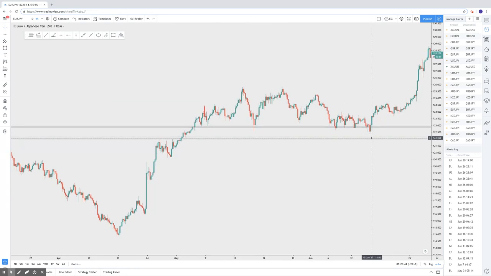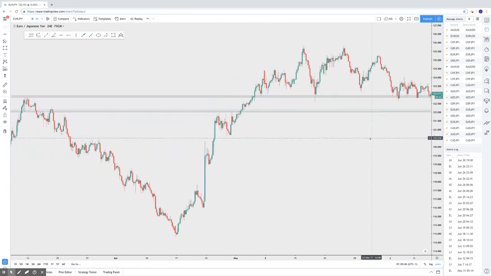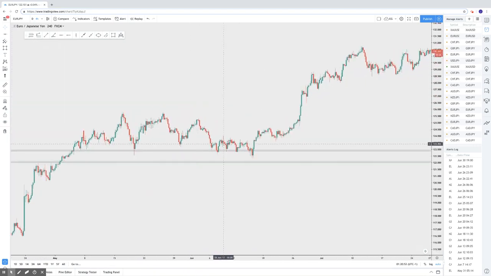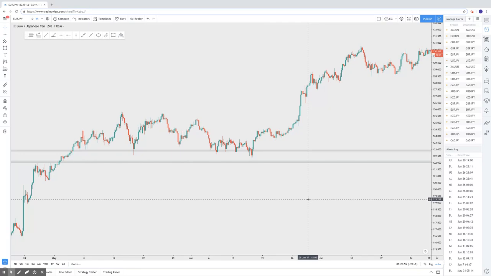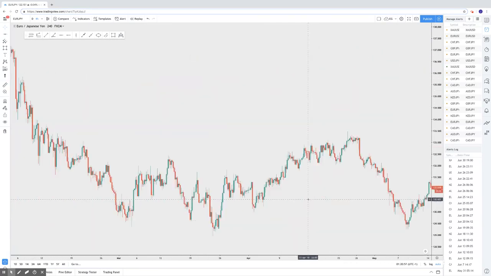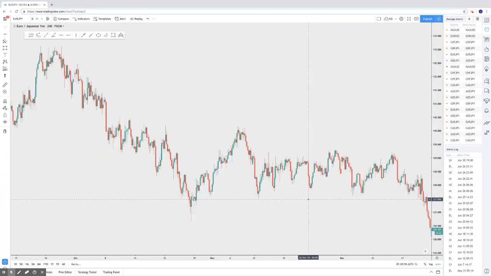So this is a really good zone. And this is something to note too. Price is respecting this zone multiple times. So what does that tell us? It tells us that this is a really strong zone. So this is a zone I would mark right away as something to look for.